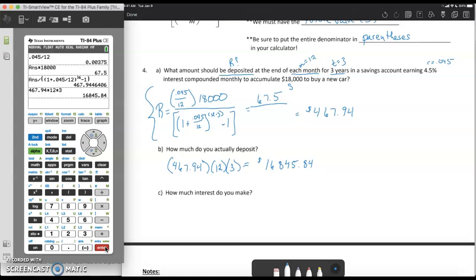How much interest do you make? Well, remember, you eventually had $18,000 to buy this car. So you eventually had $18,000. Subtract off the $16,845.84. And if you do that subtraction, you should get, let's see, $1,154.16. So by planning ahead, you just save yourself basically about that much money. That $1,154.16 is money that you earned that you didn't have to come up with on your own.